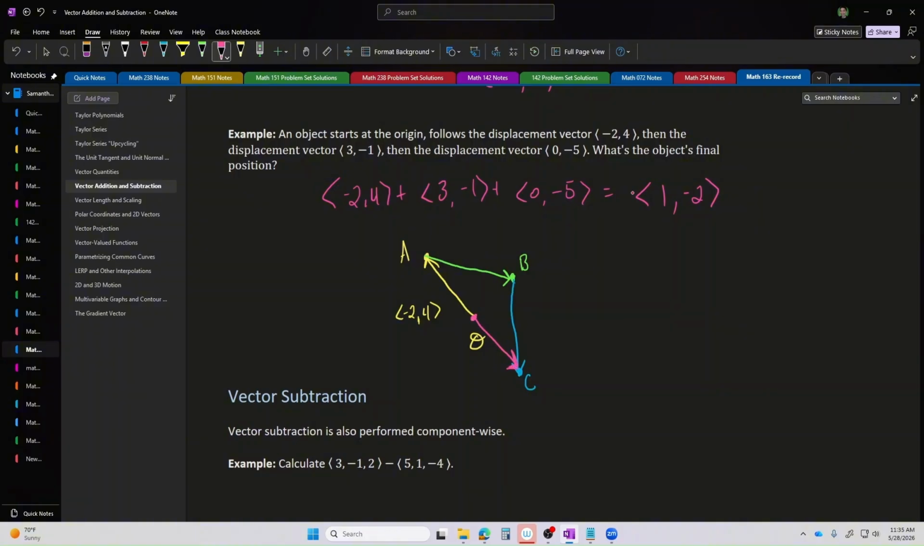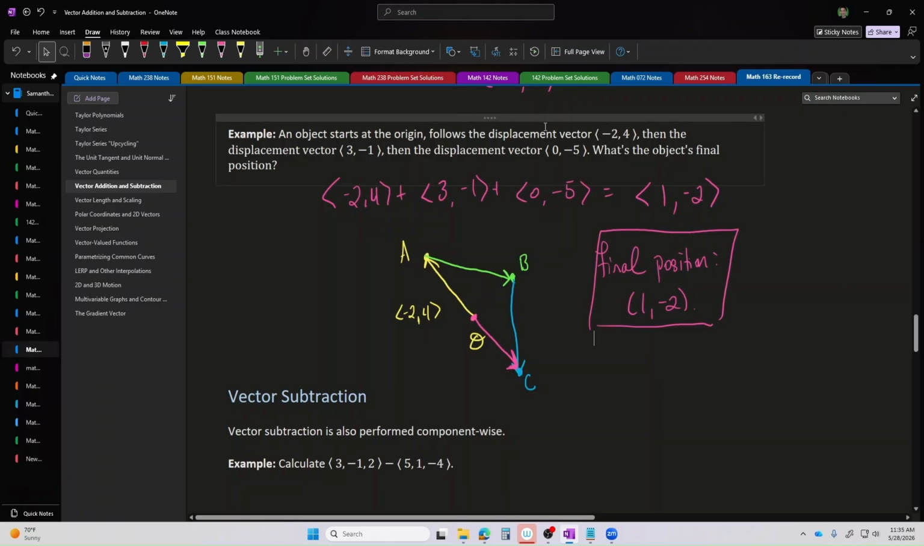So if we now think about this in terms of the object's final position, we can see that this vector is pointing to the location (1, -2) in the xy plane. The location of point C, the location of the arrowhead that we see as we draw this vector from the origin. So this would be my final position if I start at the origin and then follow these three movements. I can find that just by adding the displacement vectors together.